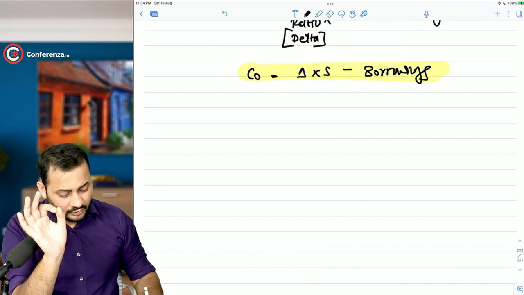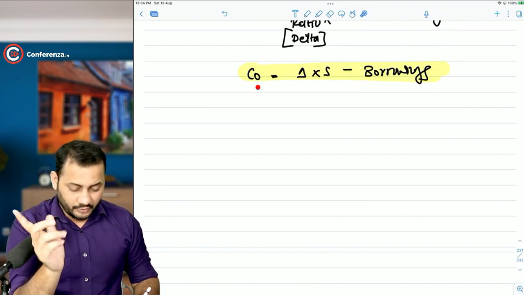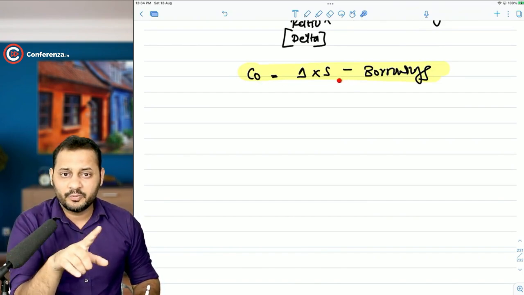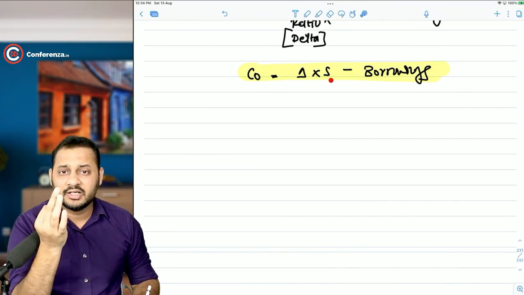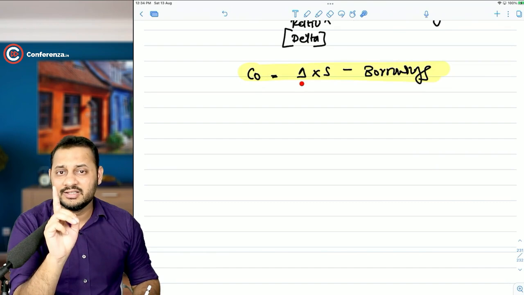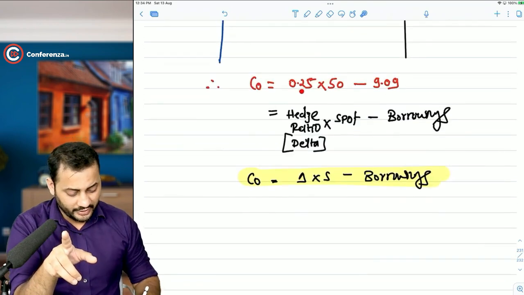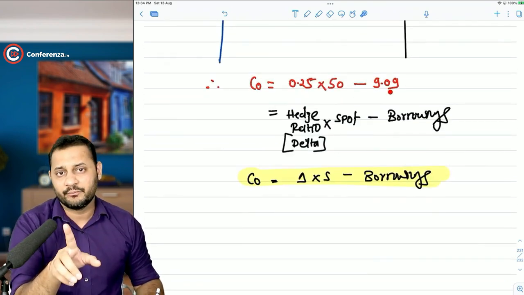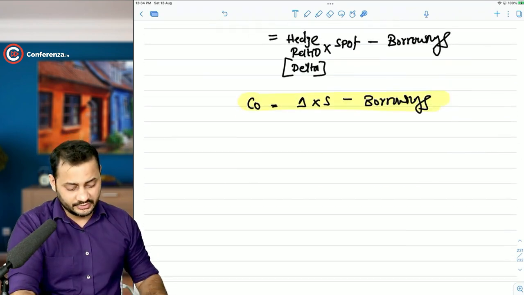Okay, now there are only two questions. Call option, so we have to calculate. Spot price will be given in the question. There are only two questions that you are worried about: how to calculate this delta, that means 0.25, and how to calculate this borrowing. And there is a formula for this. Understand?